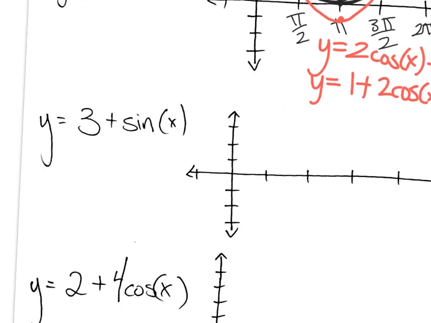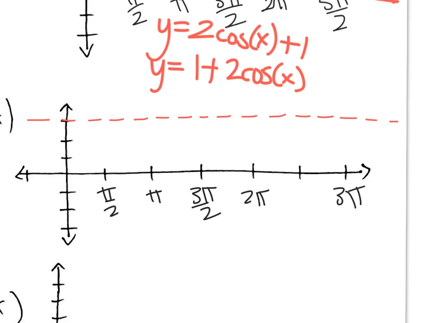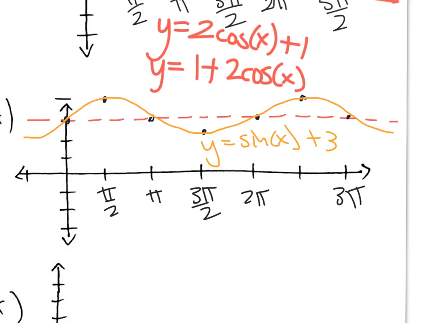All right, 3 plus sine of x. So here's our new center, and we have pi over 2, pi, 3 pi over 2, 2 pi, 3 pi. And sine of x at an angle of 0 is 0. So it would be here at our middle, and then 1 above, and then middle, and 1 below, and middle, and 1 above, and middle. Let me see, does that make sense? Good, I didn't mess up. So our nice looking graph is the normal sine, y equals sine of x. However, it has been shifted up by 3.